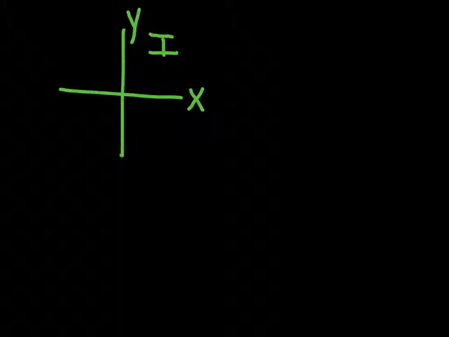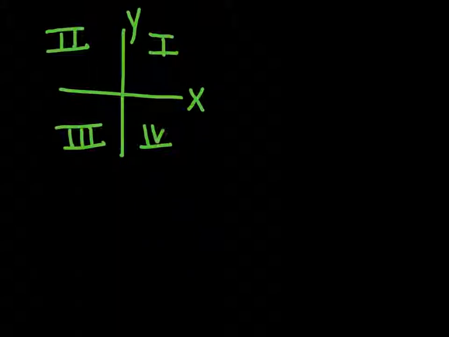So let's quickly review. This is a coordinate plane. The horizontal is your x-axis, vertical is your y-axis. Starting in your top right is quadrant 1, top left is quadrant 2, bottom left is quadrant 3, bottom right is quadrant 4. Anything to the right of the origin has a positive x value. Anything to the left of the origin has a negative x value. Anything above the origin has a positive y value. Anything below the origin has a negative y value.